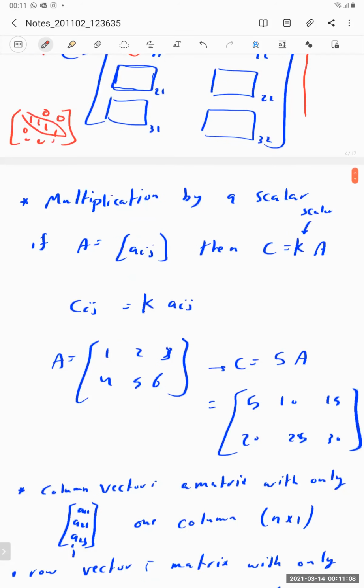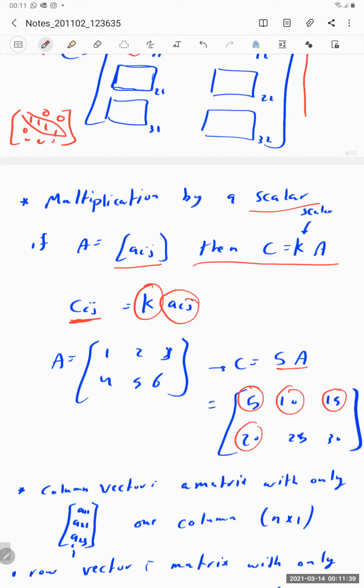What about multiplication of a matrix by a scalar? If A is equal to AIJ, then C equals a scalar times the matrix A. Therefore, each element in C is the product of each element in A multiplied by the scalar. So if A equals 1 2 3 4 5 6, then C equals 5 times A, so each element gets multiplied by 5, and this is our resultant matrix.